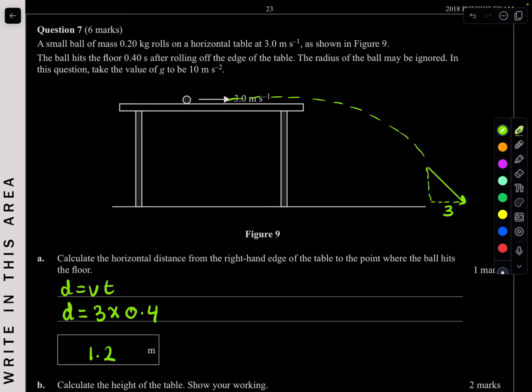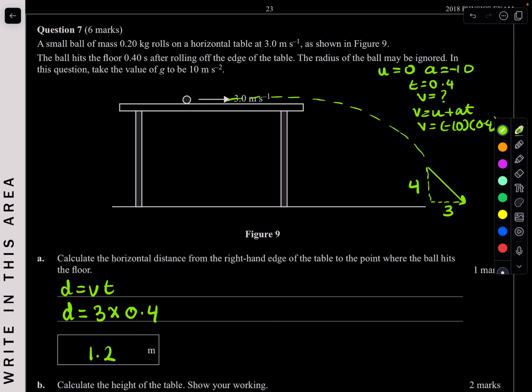So the vertical component, when it hits the floor, that's what we can calculate, because we already know that U is equal to 0 in the vertical direction, A is equal to negative 10, T is equal to 0.4. Now we just need to calculate V. So the formula is just V equals U plus AT, and hence V is just, because U is 0, negative 10 times 0.4, which is negative 4. So we take the magnitude of that, just 4.